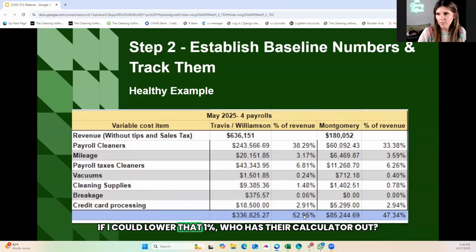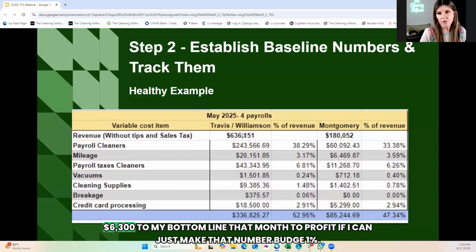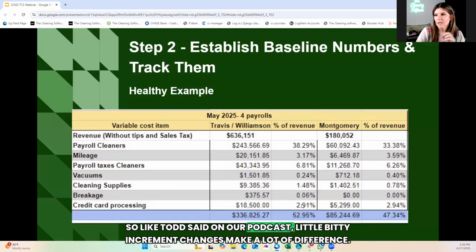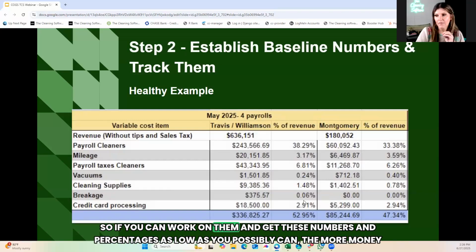If I could lower that 1%, who has their calculator out and their volume on? If I could get this down to 51.95, what is 1%? Well, I kind of know that. 1% of $636,151 is $6,300 to my bottom line that month, to profit, if I can just make that number budge 1%. So, like Todd said on our podcast, little bitty incremental changes make a lot of difference. If you can work on them and get these numbers and percentages as low as you possibly can, the more money you're going to make.